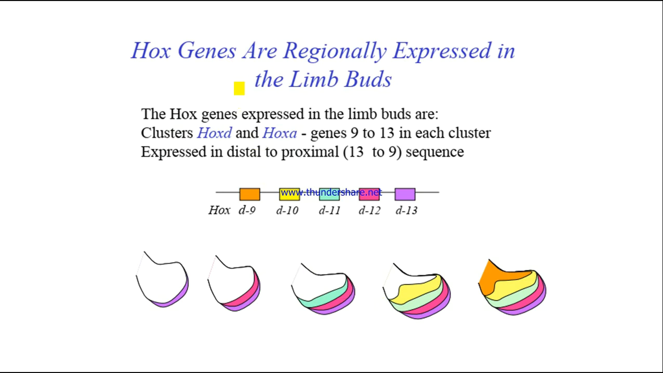So how are genes regionally expressed in the limb buds? The HOX genes expressed in the limb buds are the clusters HOXD and HOXA, genes 9 to 13 in each cluster, expressed from proximal to distal in sequence. And we can see here in this diagram how we have the differentiation between the different clusters.